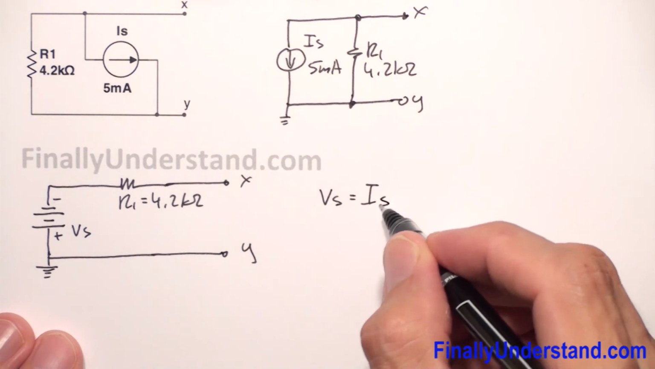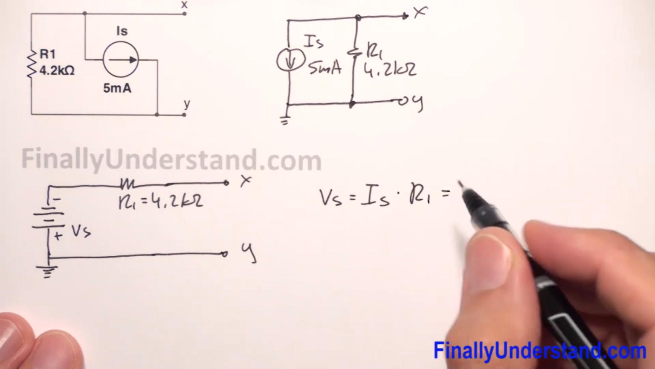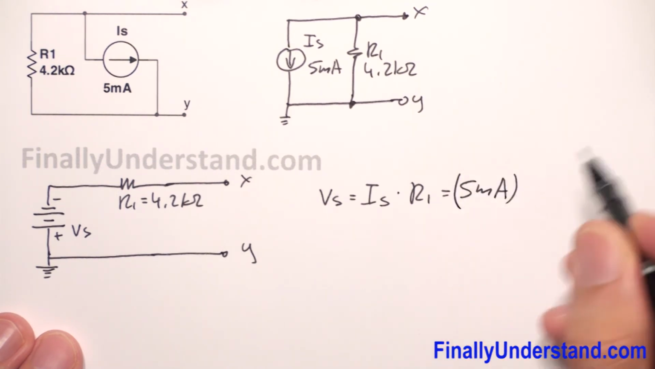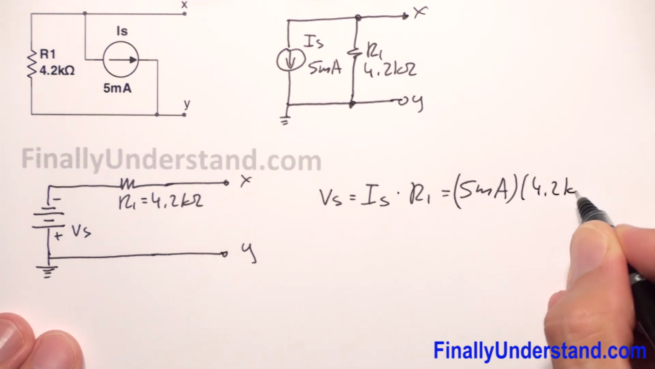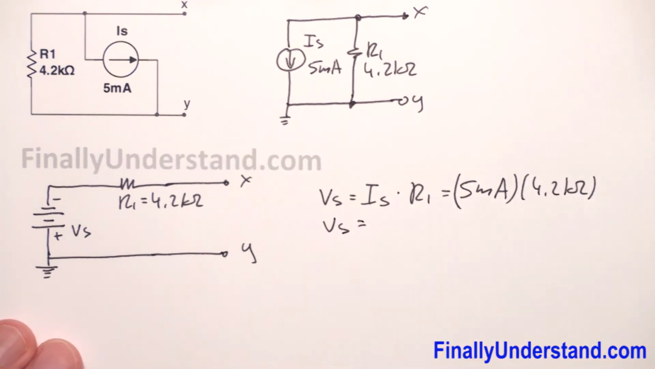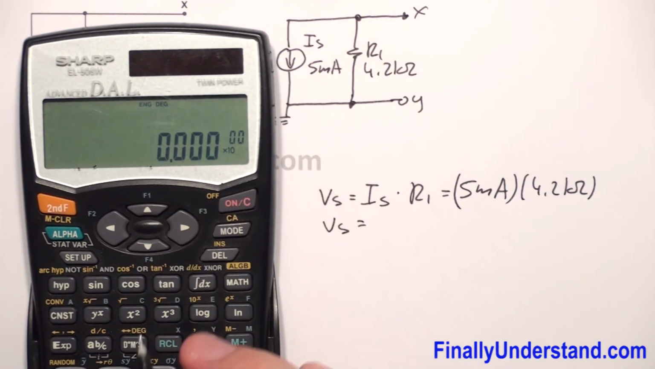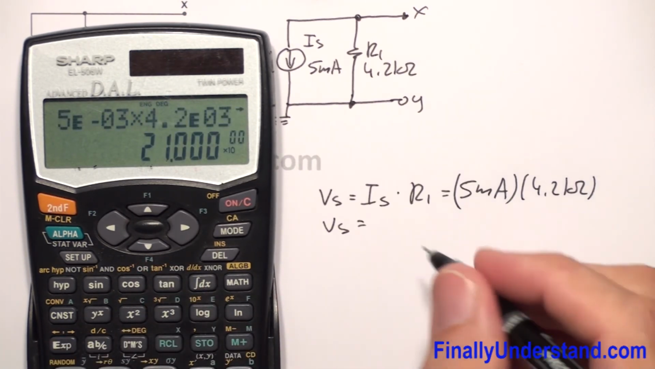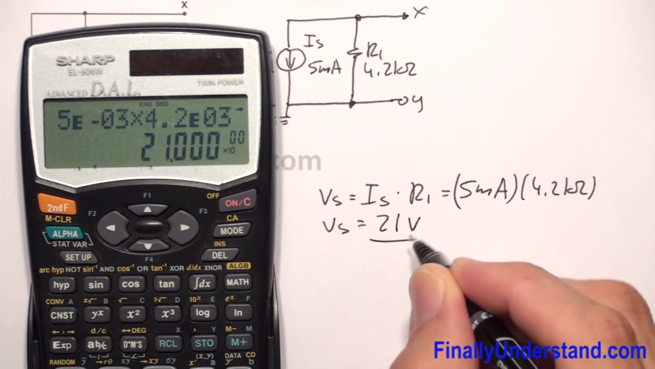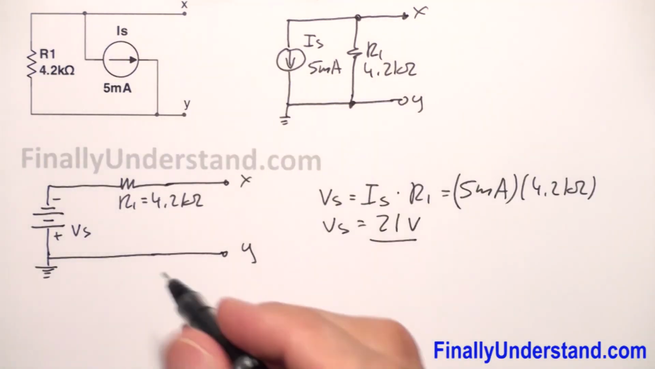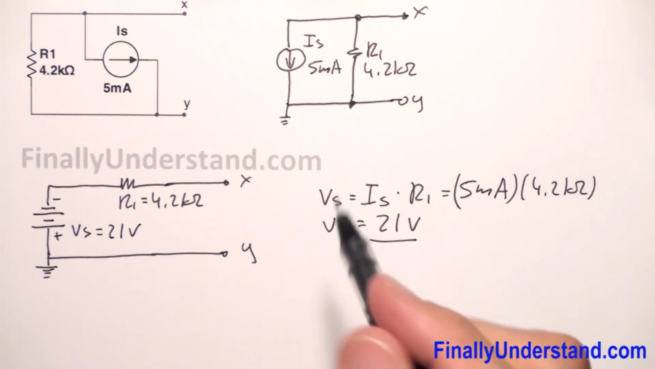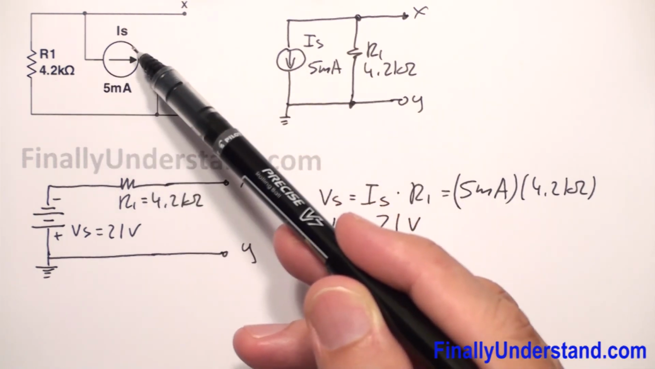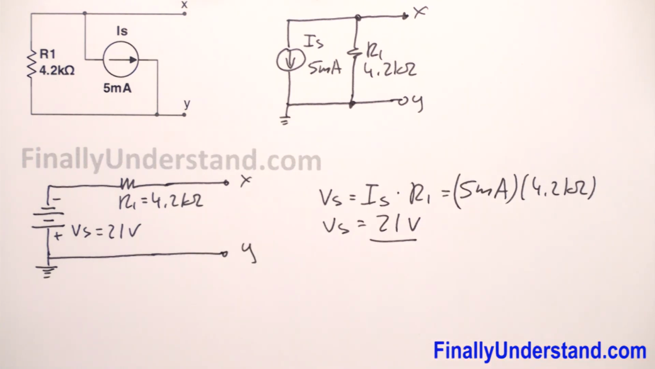I source times R1, where I source is equal to 5 milliamps times R1, 4.2 kilo ohms. So the voltage source is equal to 5 times 10 to the negative 3 times 4.2 times 10 to the 3. This is equal to 21 volts. Okay, so Vs is equal to 21 volts. So we can say that we converted the current source to the voltage source, and the problem is solved.